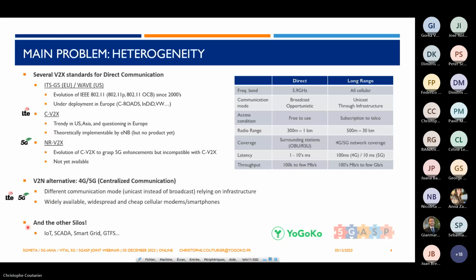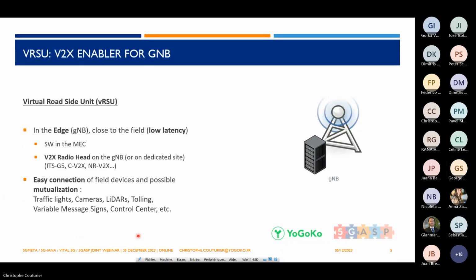And we also have a lot of other communication technologies, for instance, LoRa for IoT, but also protocols for smart grids and for mobility data exchanges. I mentioned GTFS, which is about scheduling for public transportation, etc. So once again, we have a lot of standards and technologies that have to cooperate with each other.